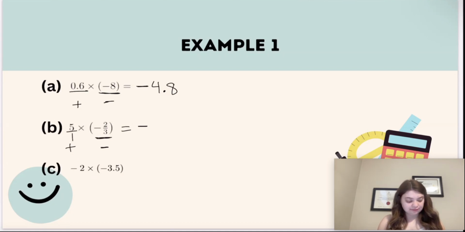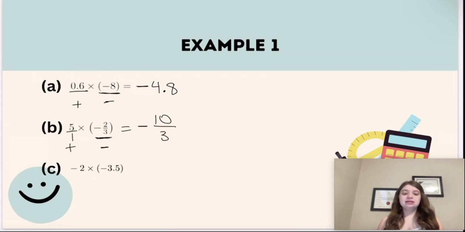So what is 5 times 2? Numerators multiplied would be 5 times 2, which is 10. Then the denominators multiplied, 1 times 3 would give us 3. So the answer is negative 10 over 3. And that cannot be reduced because 3 is prime and 3 does not go into 10. So there's no way to reduce this further.